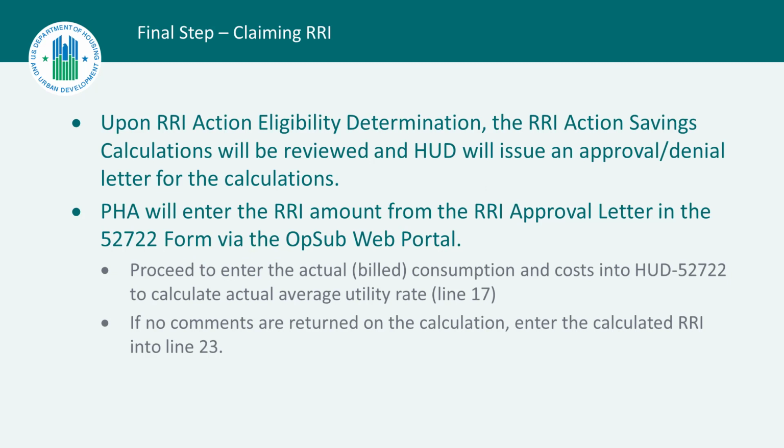HUD reviews the request and supporting documentation and requests information or clarifications as needed. Once HUD validates documented savings, it issues a final approval or denial letter. That letter includes the approved amounts that the PHA is eligible to claim on their 52722. Proceed to enter the actual or billed consumption and costs into the HUD 52722 to calculate actual average utility rate, line 17. If no comments are returned on the calculation, enter the calculated RRI into line 23.